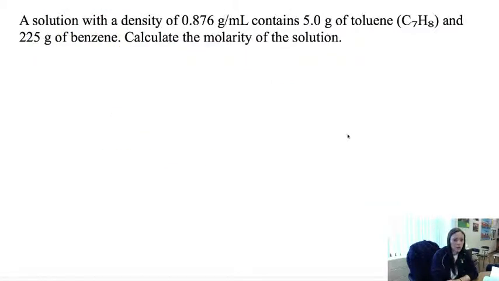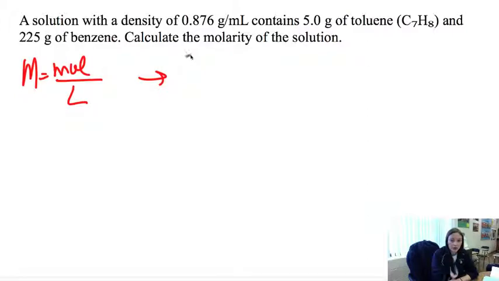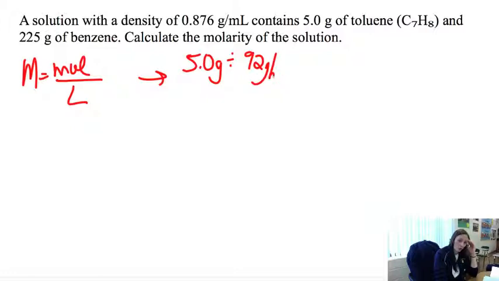Last one. A solution with a density of 0.876 grams per milliliter has 5 grams of toluene and 225 grams of benzene. We want the molarity. Molarity is moles of solute over liters of solution. So I need a total here. I want my moles of solute, which is going to be the smaller amount, so I take my 5 grams of toluene and divide by my molar mass of toluene. We add up toluene, which is C7H8, and we're going to get 92 grams per mole.